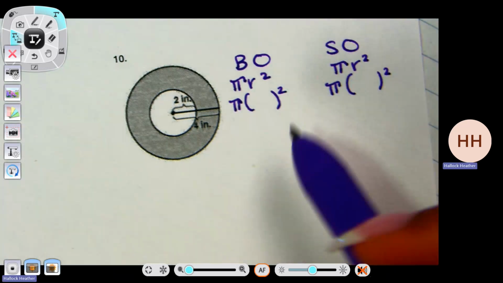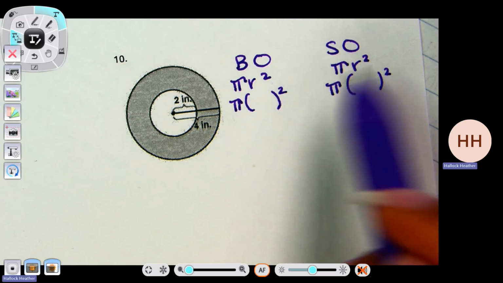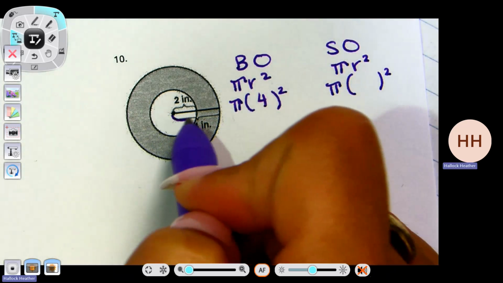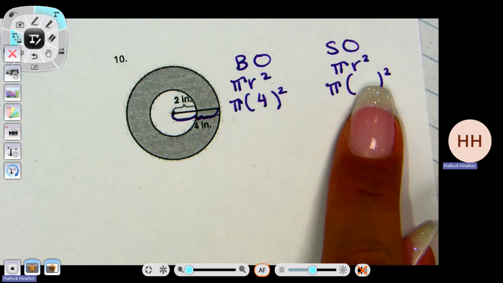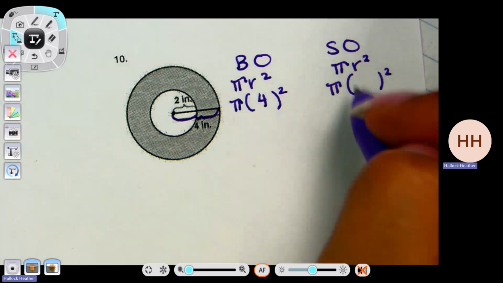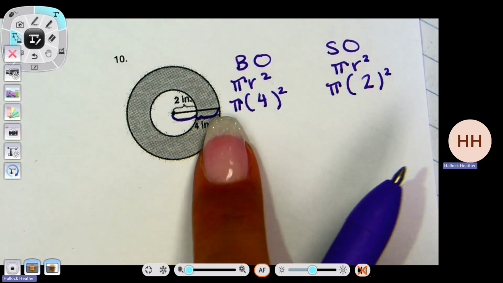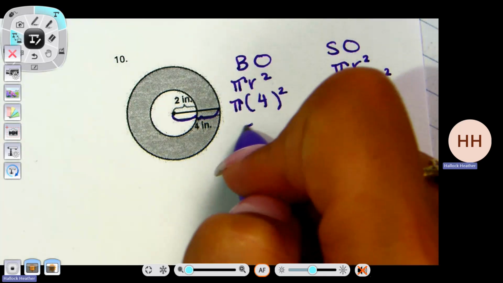Okay, so what's my radius for my big circle? Not 6. You use 6, it's wrong. 4, because it tells you this entire length is 4, so you don't have to add them together. The small circle's radius should be what? 2. The last time we had to add them together; this one already gave me my whole length is 4. So you should have 16 times pi, which ends up being like 50.3.